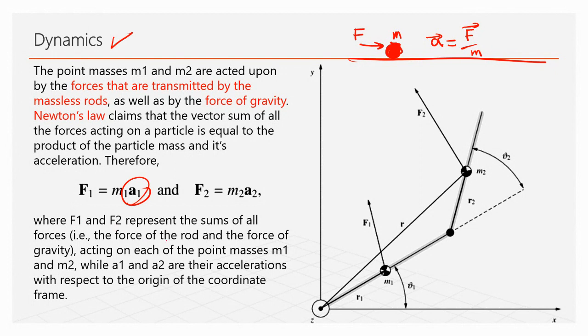Where F1 and F2 represent the sums of the forces, for example, forces of the rod, force of gravity acting on each of the points of mass M1 and M2, while A1 and A2 are their accelerations with respect to the origin of the coordinate system.